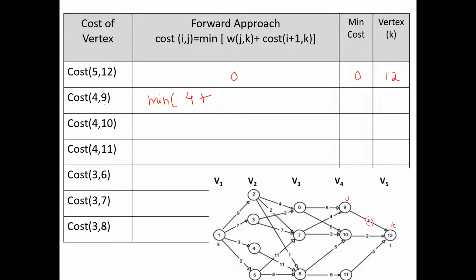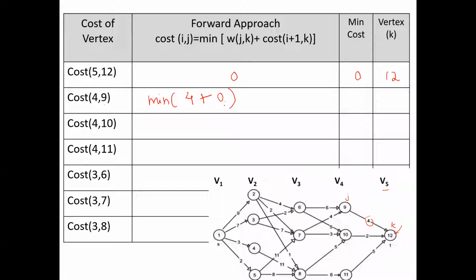plus cost of I plus 1. I plus 1 indicates the stage, right? Kth vertex in I plus 1th stage. You know that I in this case is 4. 4 plus 1 is 5, right? So our K, which is 12, is in stage 5. What is the minimum cost of the node 12 in stage 5? You can see that in stage 5, the node 12 has the minimum cost of 0. So we are writing it as 0.